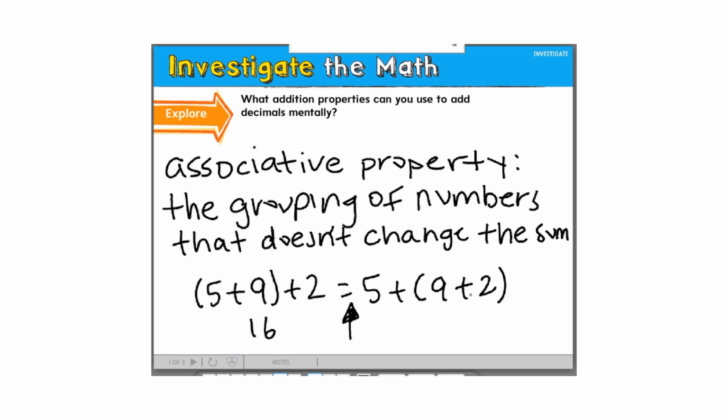Over here I would add the 9 and the 2 first, which gives me 11, and then I add the 5 to it, which gives me 16. So do you see how those are equal to each other? That's what the equal sign in the middle represents. Okay, everybody write that down.